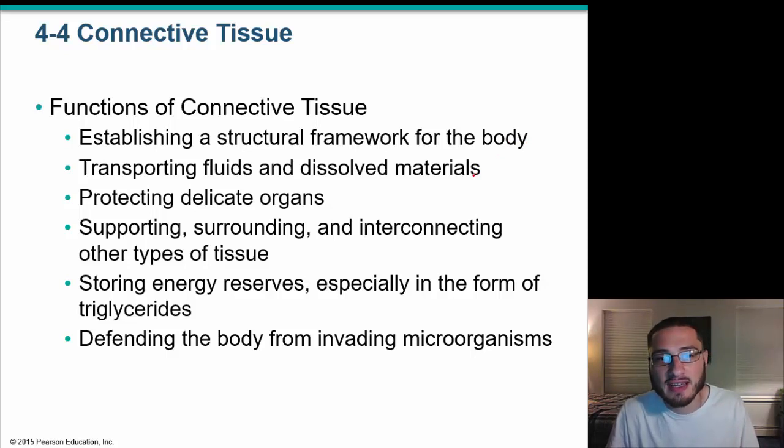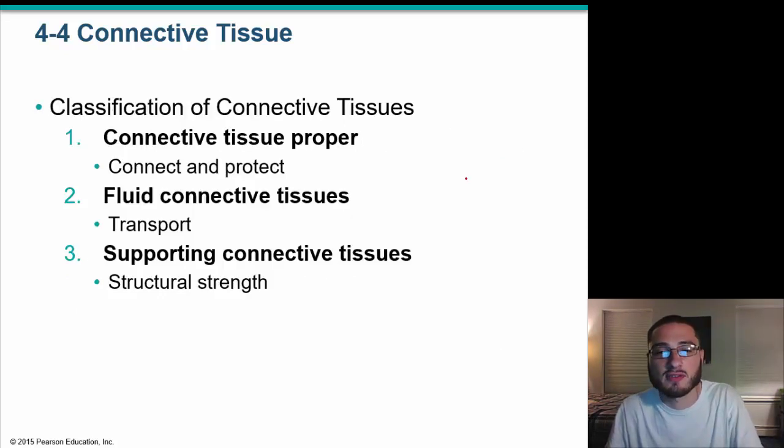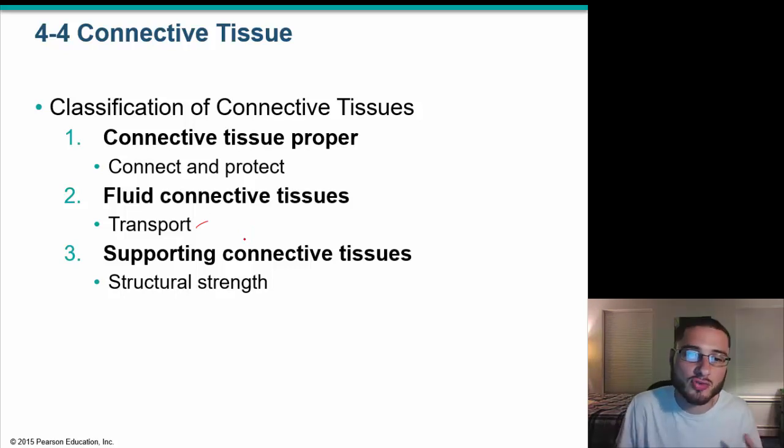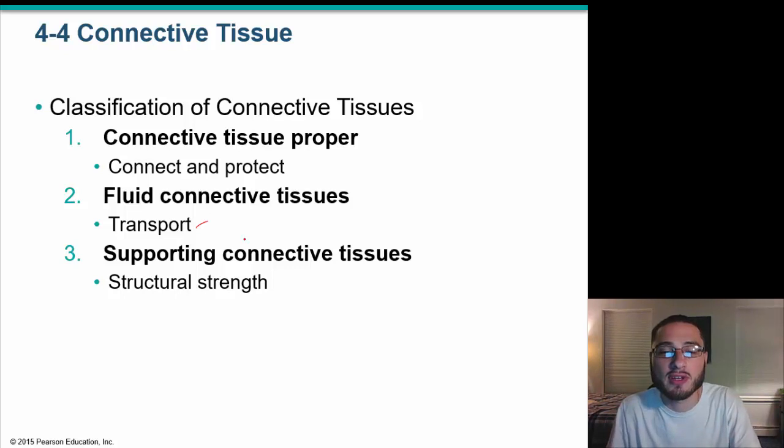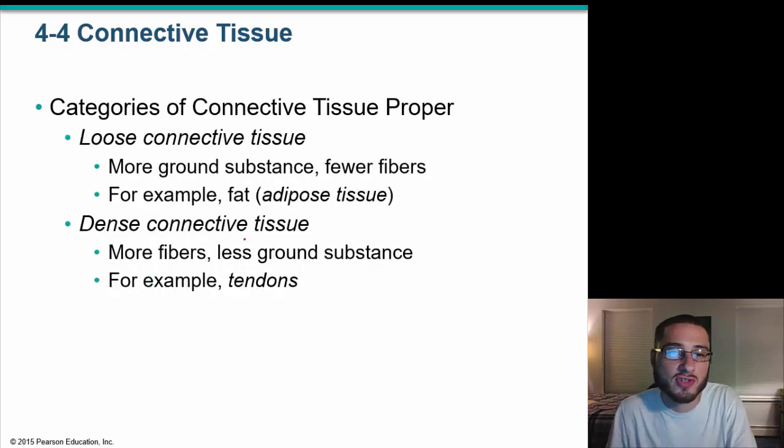All right, it is connecting things and it is supporting things. You have the different classifications. You have connective tissue proper, fluid connective tissues, which are there for transport. These you often might not think of as being connective tissues, but they are under that connective tissue umbrella. And then you have supporting connective tissues, for structural strength, different categories of connective tissue proper.